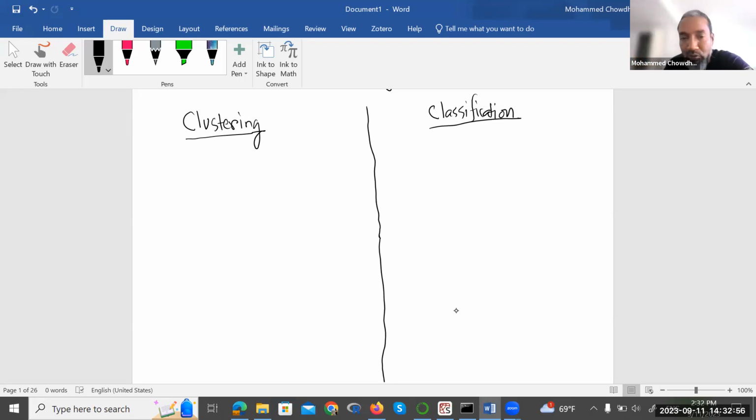Okay. So for example, there are 2 methods for clustering that we discussed in the last class. One is called hierarchical clustering, and another one is K-means clustering.